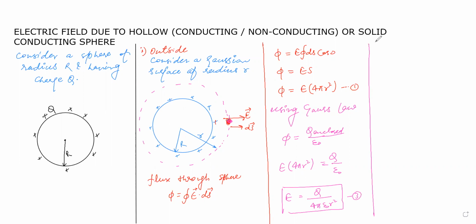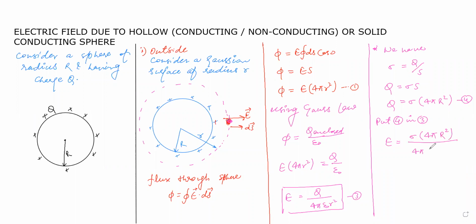But in terms of density, you can also mention here, we have sigma is equal to Q over S, or Q is equal to sigma into S, where S is the area of this sphere, which is your 4 pi capital R square. Now, this is your equation number 4. Put value of 4 in 3. You get E is equal to sigma 4 pi R square over 4 pi epsilon naught small r square. 4 pi is cancelled with 4 pi, and you get E is equal to sigma capital R square over epsilon naught small r square. Note it down, please.